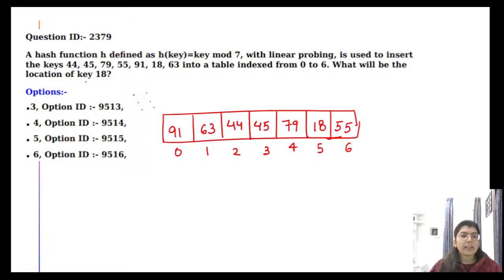So what will be the location of key 18? 18 will be located at position number 5. So the correct answer is option number C, that is 5. Okay.